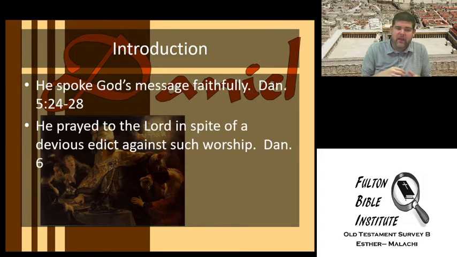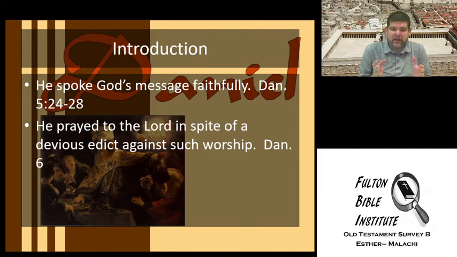Then later, Daniel spoke God's message faithfully in Daniel chapter 5 when he stands before Belshazzar, when the finger appeared and wrote on the wall: Mene, Mene, Tekel, Parsin. You remember, Daniel stands and tells what that message is. A lesser man may have been tempted to change that message, knowing that it prophesied doom to the king. Daniel still told what that message was. He didn't hold it back. He didn't change his message.